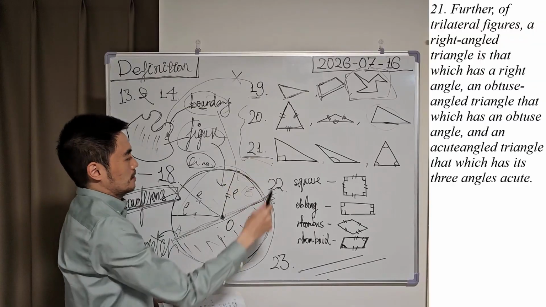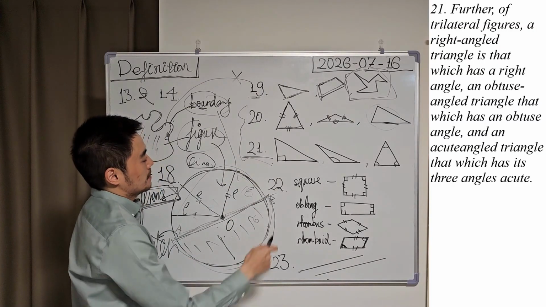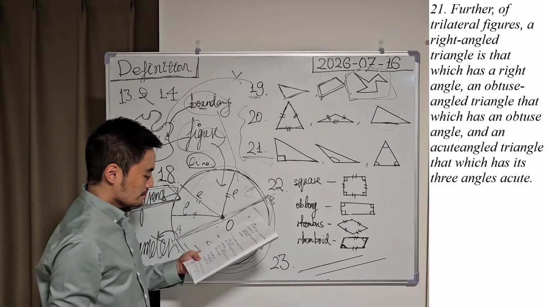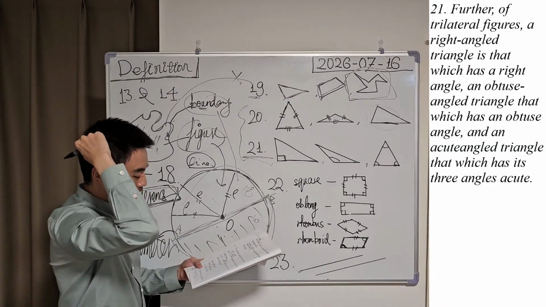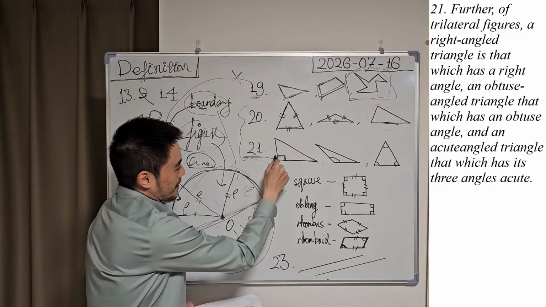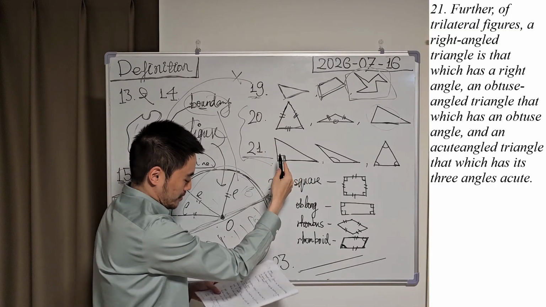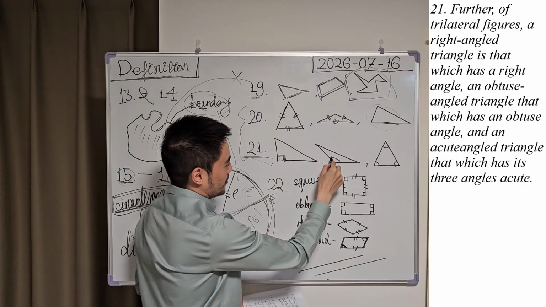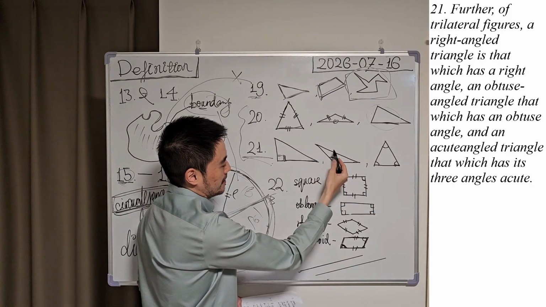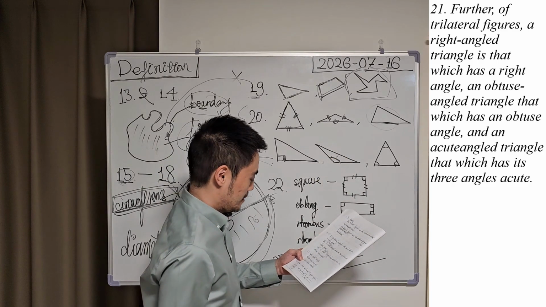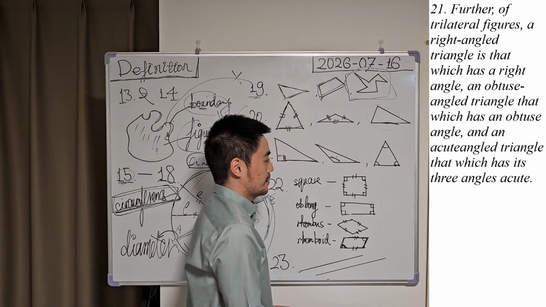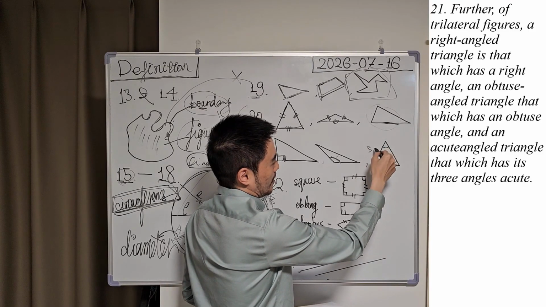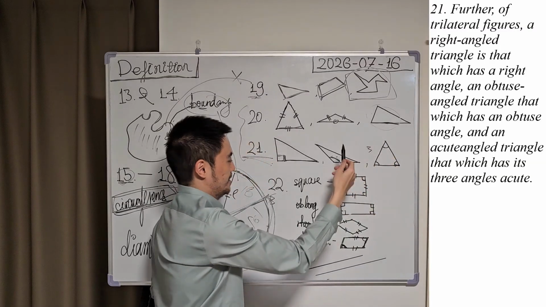Let's move to definition 21. It classifies triangles by their angles. It sounds like a tongue twister, but okay. The right angled triangle is a triangle that contains 1 right angle. The obtuse angled triangle is a triangle that contains 1 obtuse angle, and an acute angled triangle is a triangle that contains 3 acute angles. Okay, let's finish it.